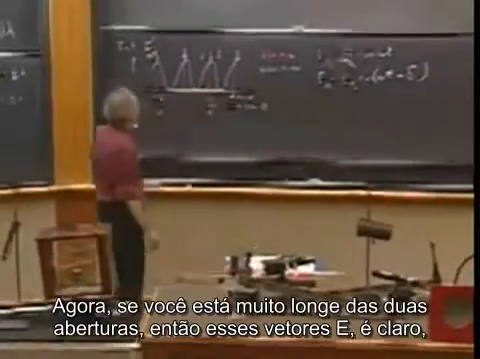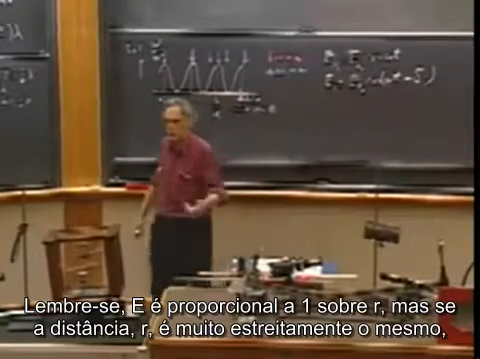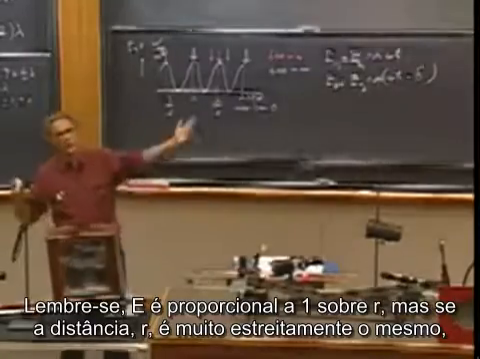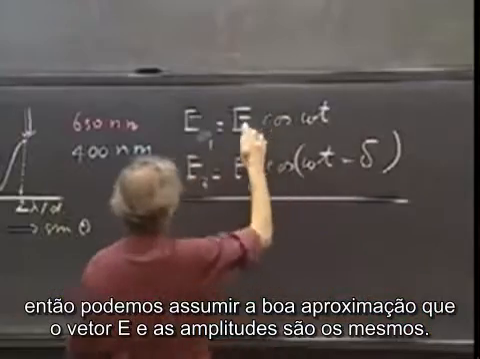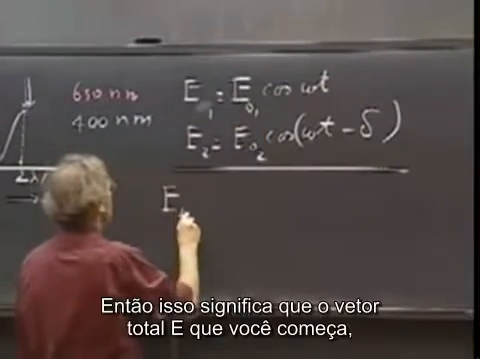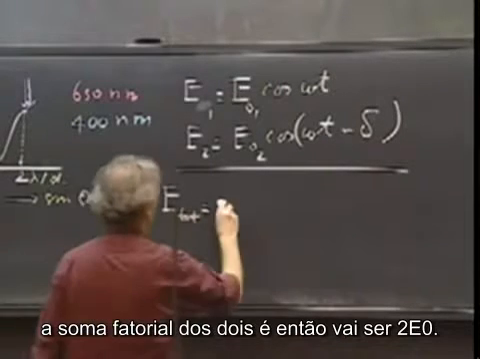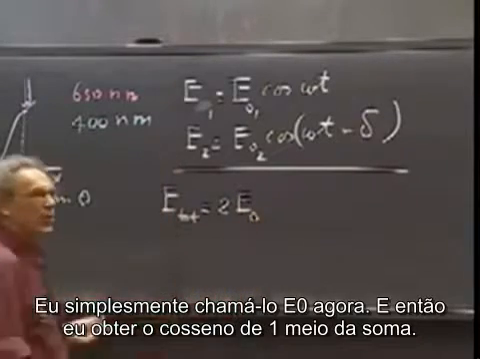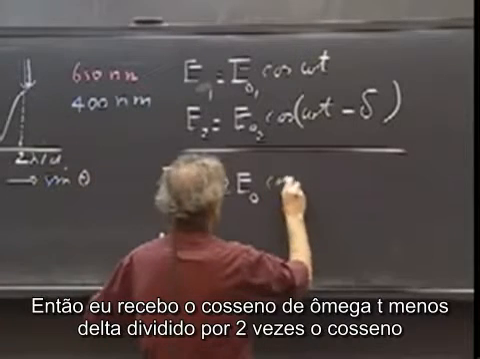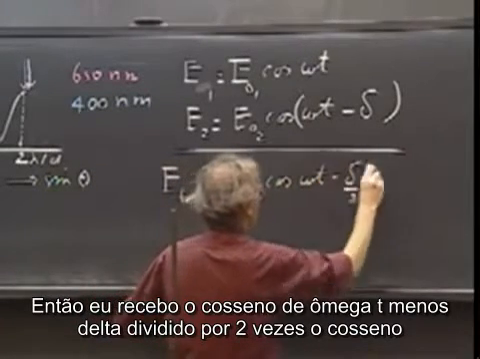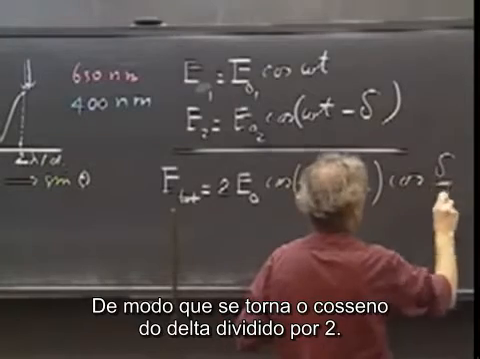Now, if you're very far away from the two openings, then these E vectors are, of course, very closely the same. Remember, E is proportional to 1 over R, but if the distance R is very closely the same, then we can assume, to good approximation, that the amplitudes are the same. So the total E vector, the vectorial sum of the two, is going to be 2E0. I simply call it E0 now. And then I get the cosine of half the sum, so the cosine of omega t minus delta divided by 2, times the cosine of half the difference, so that becomes the cosine of delta divided by 2.